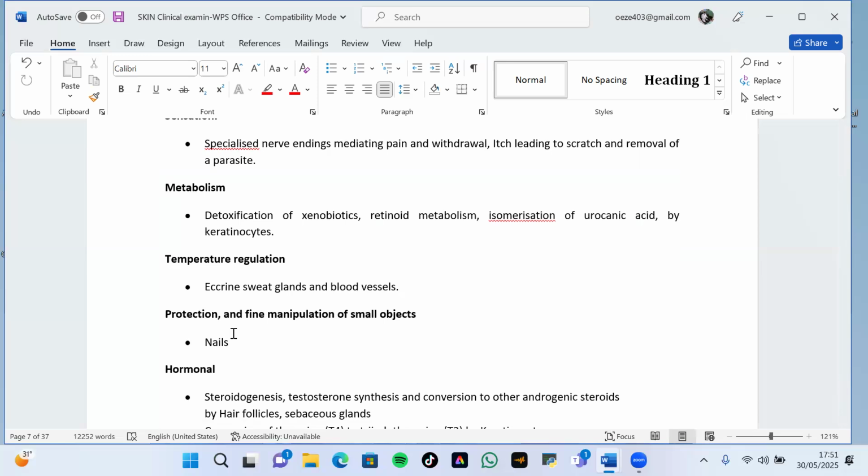Then the skin also protects the hand. For example, it helps the tip of the nail, the hand, to pick something with the help of an appendage, the nail. Because without a nail, some people might find it very difficult to pick something.